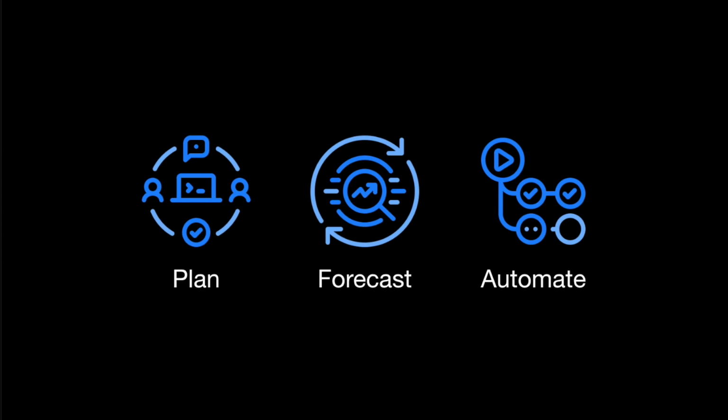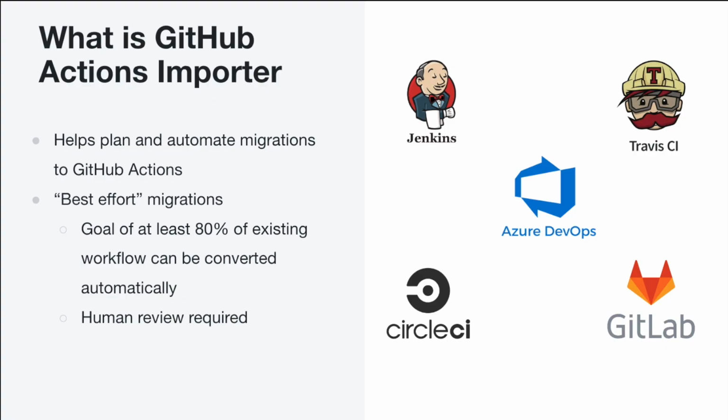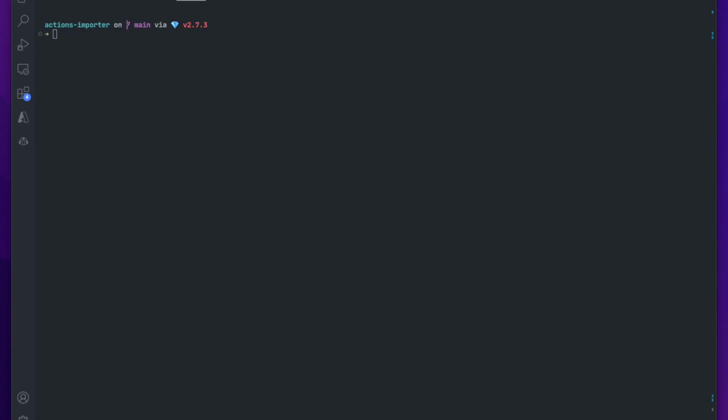That is why GitHub Actions Importer was created. GitHub Actions Importer is a tool to both plan and automate your migration to GitHub Actions. There are 5 CI/CD systems supported by the product. And the goal of any migration, any converted workflow, is to convert at least 80% of any given workflow. The remaining percent must be converted manually, and as such, any output of the product should be reviewed with human eyes prior to taking it as your production workload. So let's see it in action.